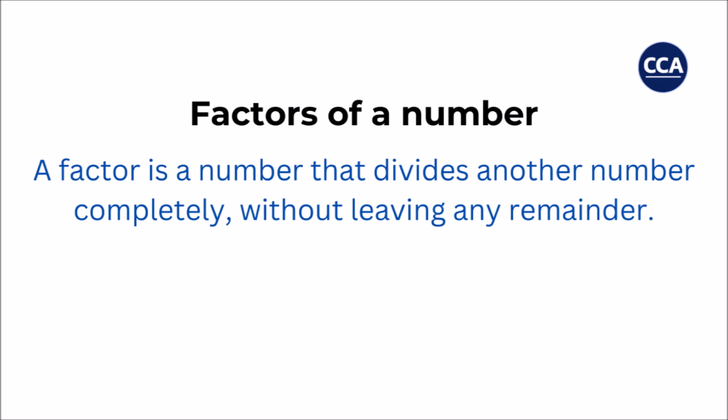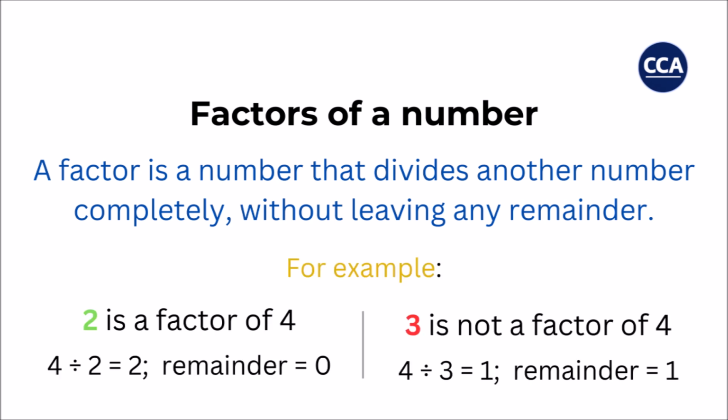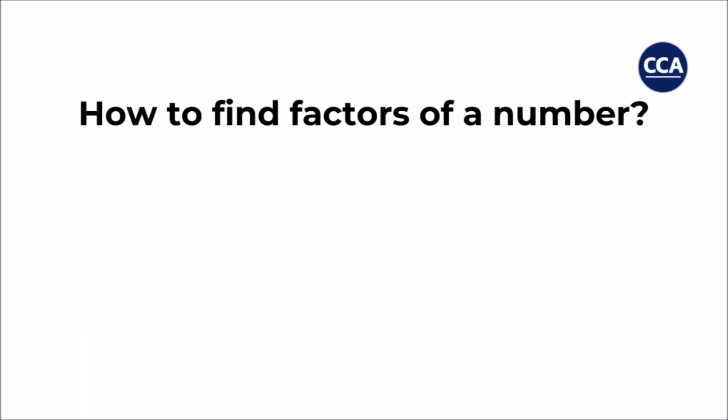A factor is a number that divides another number completely, without leaving any remainder. For example, 2 is a factor of 4, because 4 divided by 2 is 2, with a remainder of 0. But 3 is not a factor of 4, because 4 divided by 3 is 1, with a remainder of 1. Now take a look at how to find the factors of a number.